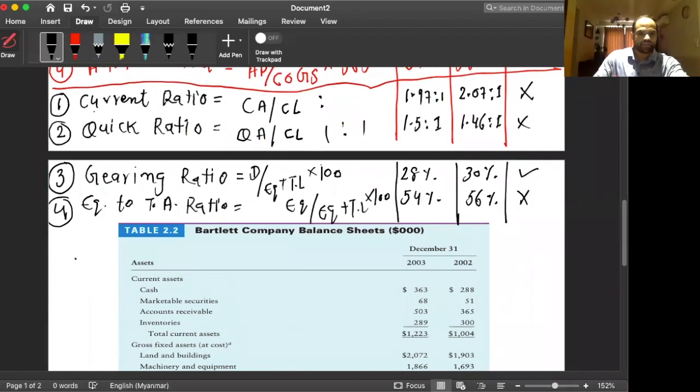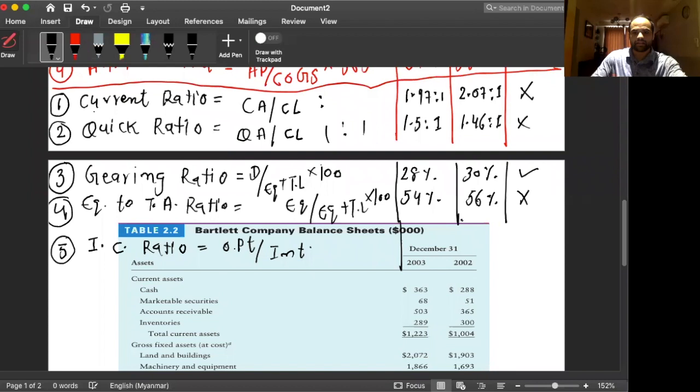Let's move on to the fifth ratio, which is interest coverage ratio. Formula is operating profit divided by interest, and your answer comes in times, right? Calculate and tell me how much.